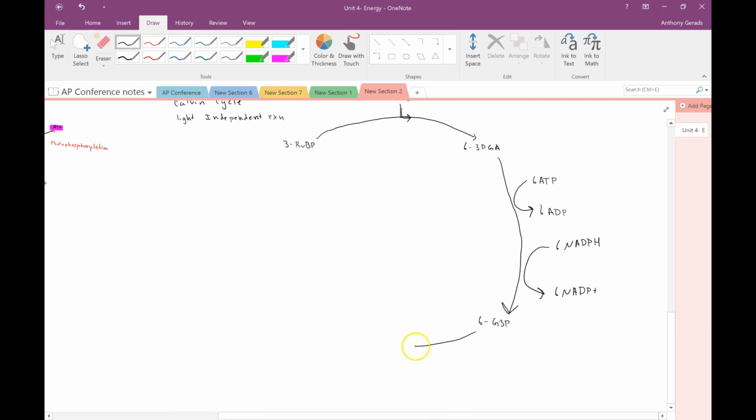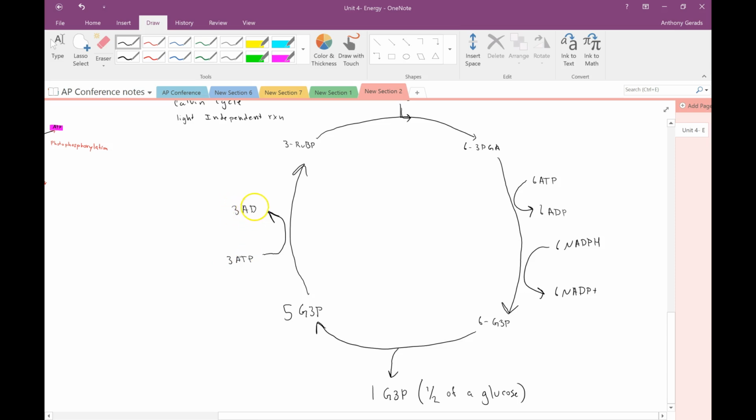And what's going to happen is those 6 are going to go to 5. 5 G3Ps. Meaning I lost a G3P. And one G3P is essentially 1/2 of a what? Of a glucose, yep. Okay? And I don't like those G3Ps, and so what's going to happen is I'm going to add a little energy to rearrange it, to reform this RuBP. And I'm going to add 3 ATP come in, and 3 ADP come off.